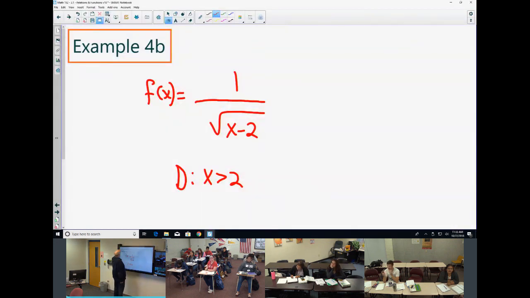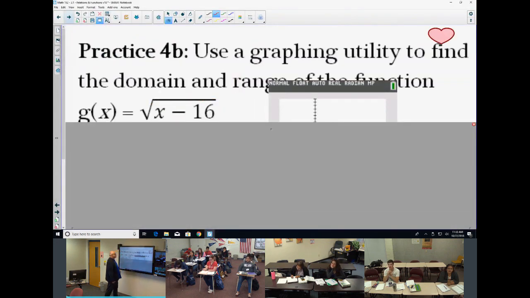Let's just go ahead and try the practice problem. See if you can put that in your calculator. Put that in the y equals square root of x minus 16, and then figure out the domain and the range just from the graph.